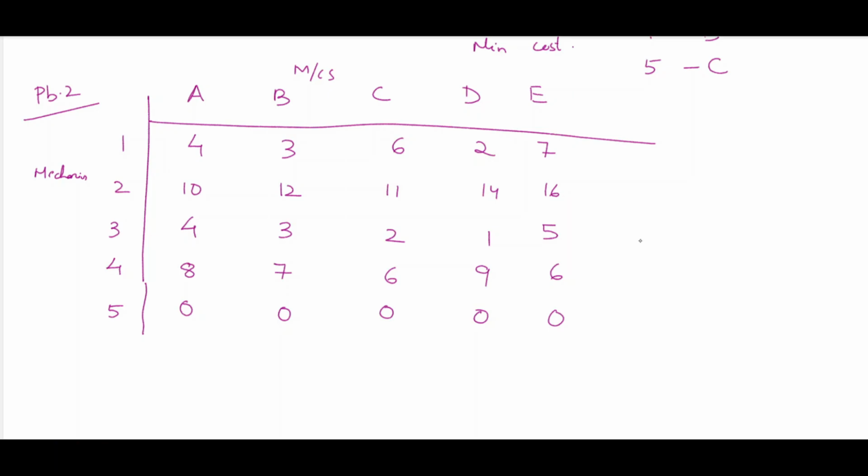Now you can see your n is equal to 5. The number of rows is equal to the number of columns. The same process you will repeat as I have told you in the previous one, and you can work it out. So I think you have understood this assignment problem. Practice so that it will be very clear to you.